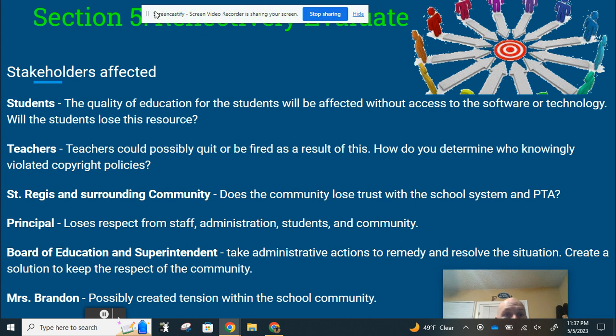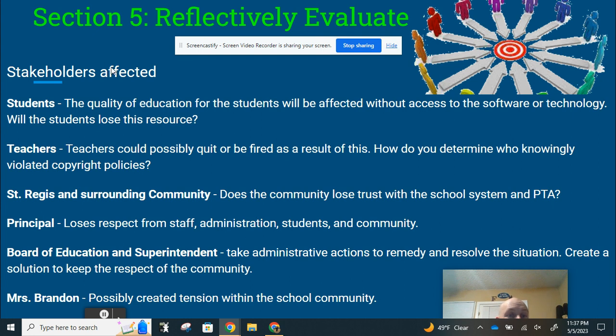So next, I want to discuss what stakeholders were affected. So really the students are the ones that are really affected. The quality of education for the students will be affected without the access to the software technologies. Teachers could possibly quit or be fired as a result of this. And how do you determine knowingly violating copyright policies?